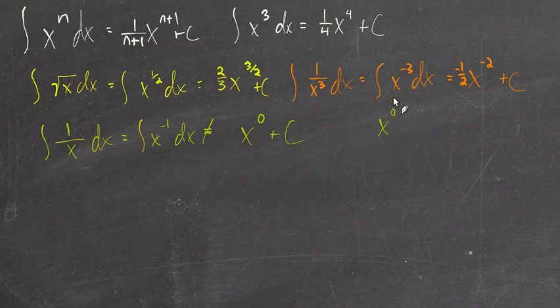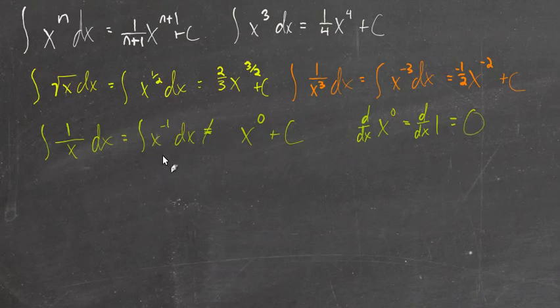Anything to the 0, 1 to the 0, 5 to the 0, 6 to the 0, anything but 0 to the 0, any number but 0 raised to the 0 is equal to 1. And so the fact that the derivative of this winds up being 0 isn't surprising, because the derivative of x to the 0 would be the derivative of 1, and the derivative of any constant is 0. But we need a function whose derivative is x to the negative 1, or 1 over x. So that's where the natural logarithm comes in.